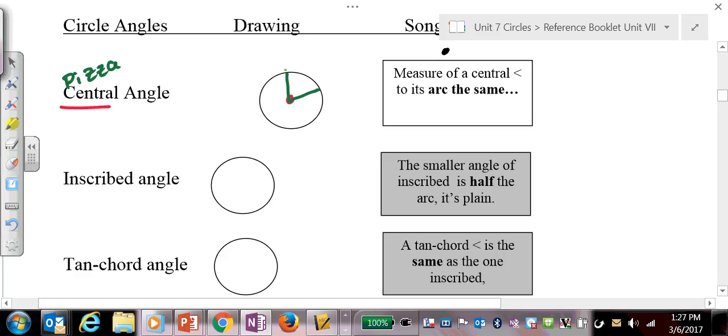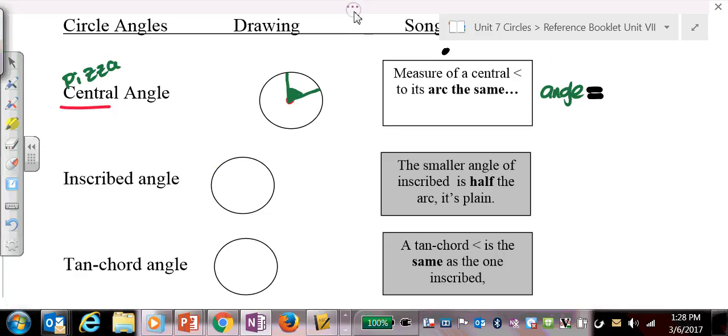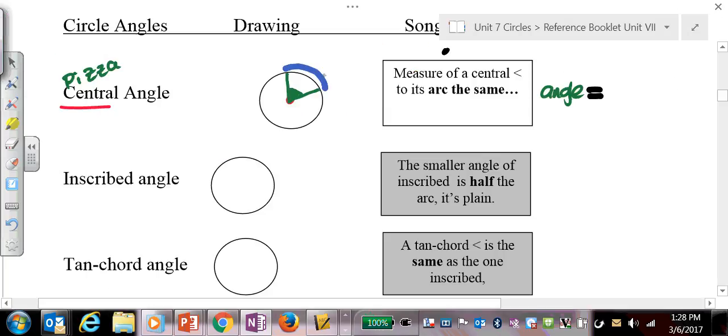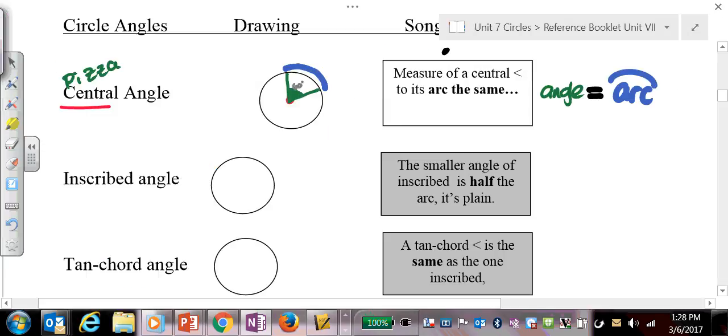Okay. And we learned last night that this angle right here on the side, connected to the center, that central angle, has the exact same measure as this arc on the outside. Degree measure. So, for example, if this in here is 60 degrees, what's that blue arc on the outside? 60 degrees. Okay, that's the main event of today's lesson.